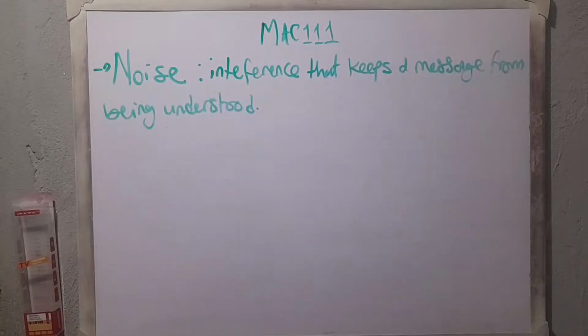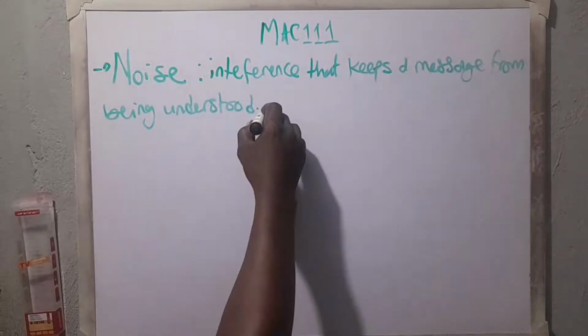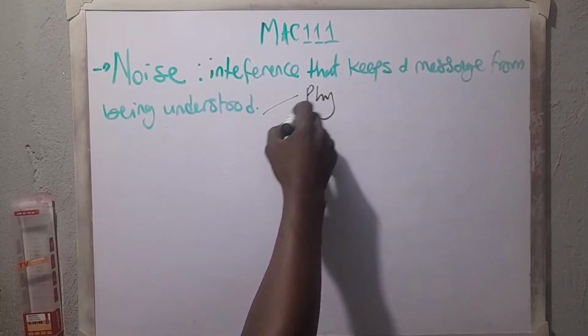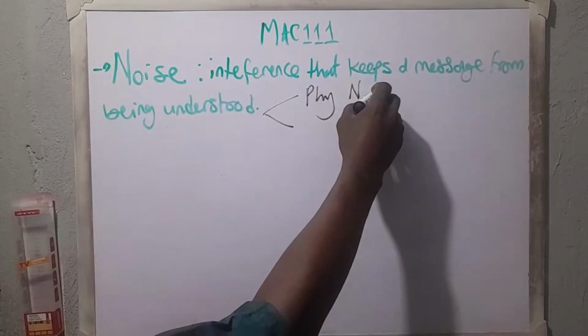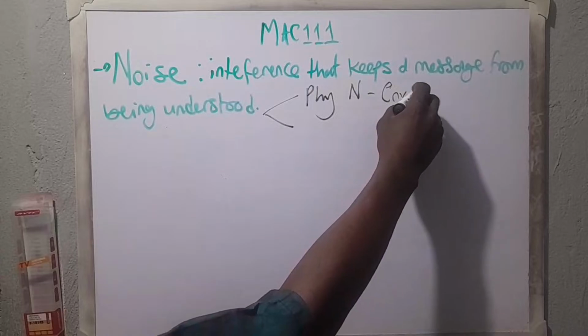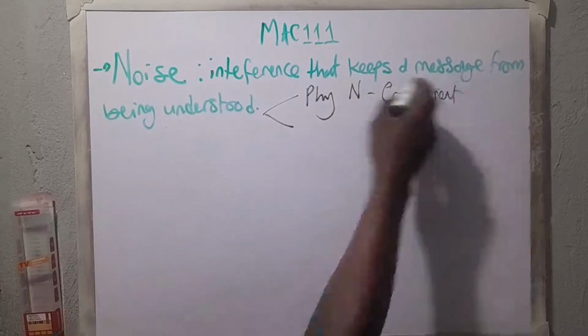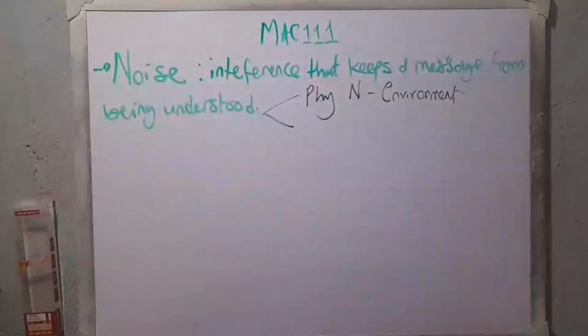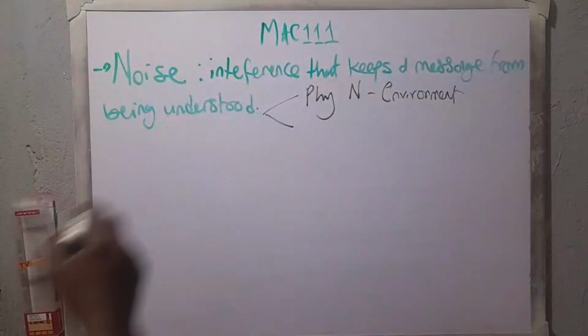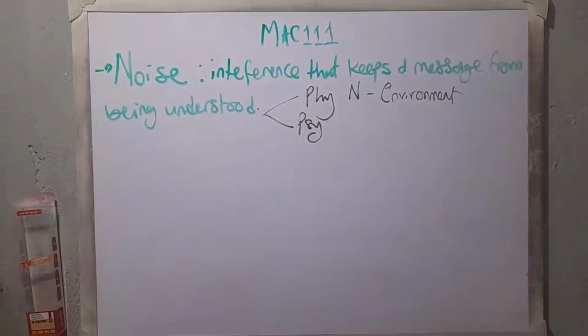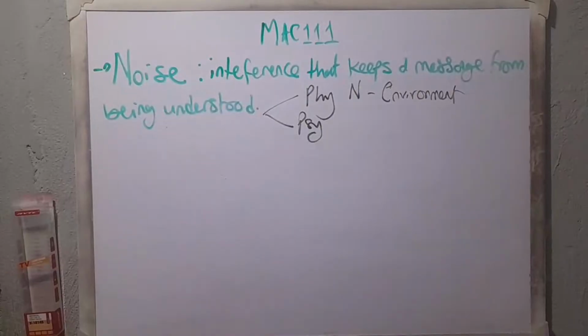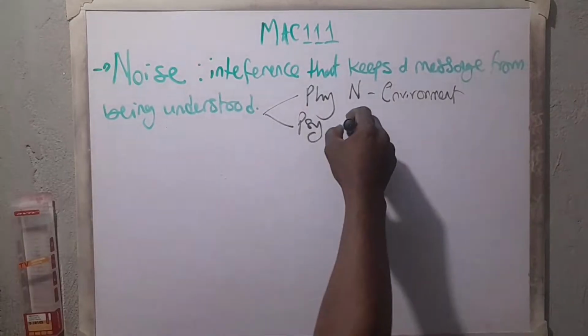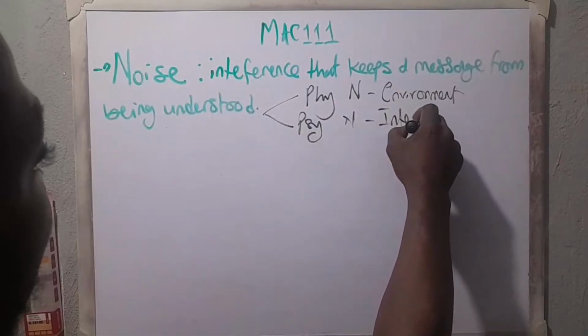The physical noise comes from the environment. We also have psychological noise. This is the noise that comes from within. This is more like internal distraction. So this is internal.